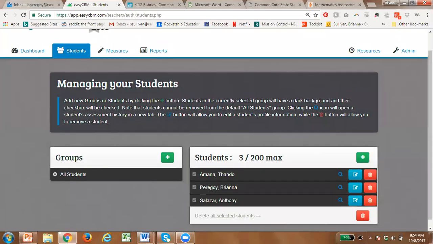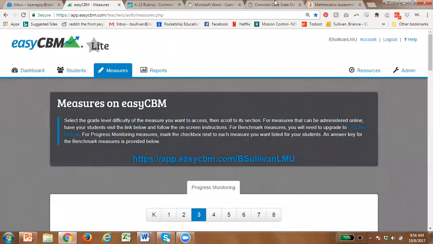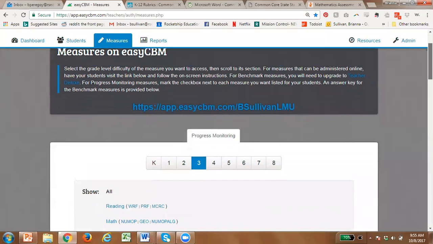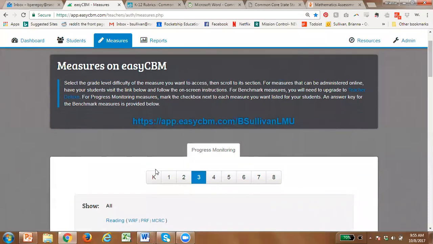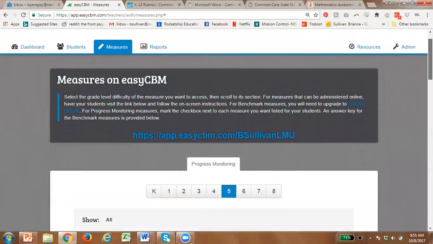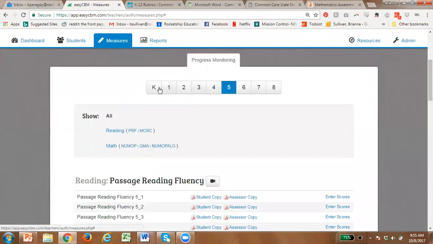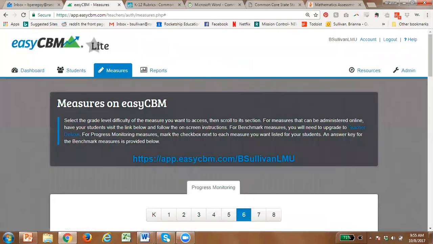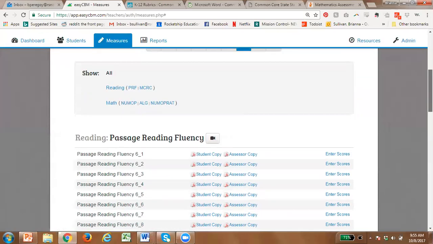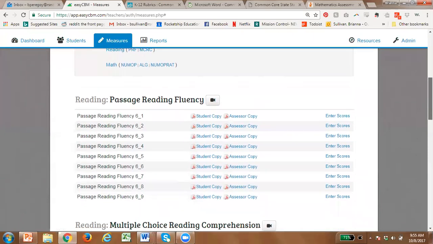Once students are added, you can go to the measures that we have options for giving these assessments on. First thing to note is these are the grade levels. So you're going to be picking the grade level that you think is best for your student, usually starting with their actual grade level, but maybe drilling back to younger grade levels if they're really struggling. But let's say I'm in 6th grade. This shows the different options we have for 6th graders.